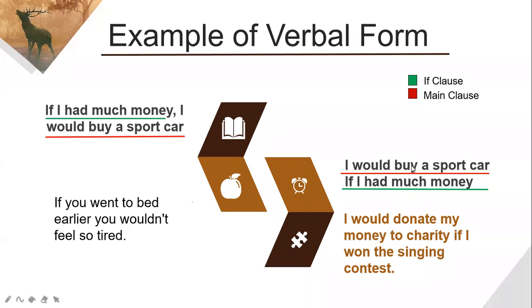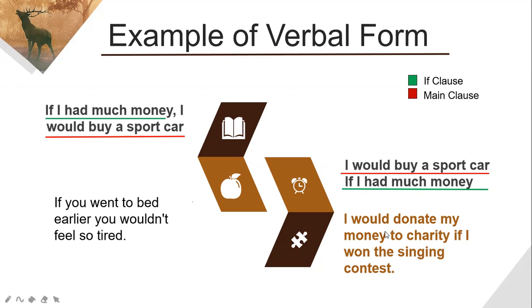What is the difference here? The difference is, when you put the if clause in the beginning, you've got to put a comma there. When you put the result clause first, you don't need a comma there. Okay, so here is the next example. I would donate my money to charity if I won the singing contest. Okay, I would donate my money to charity. Is it the if clause or the result clause?